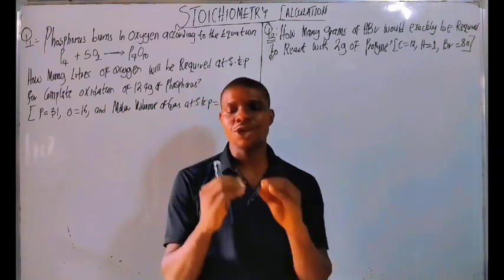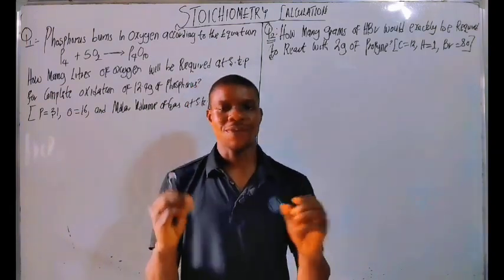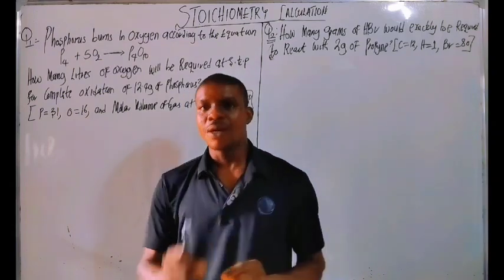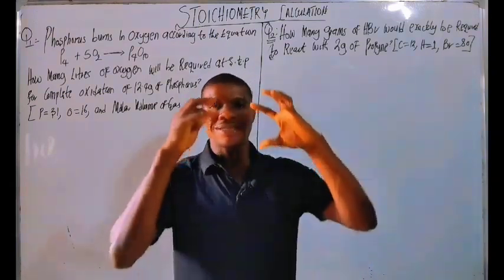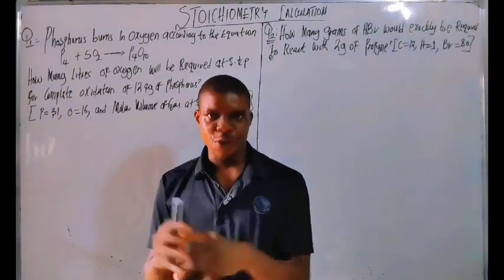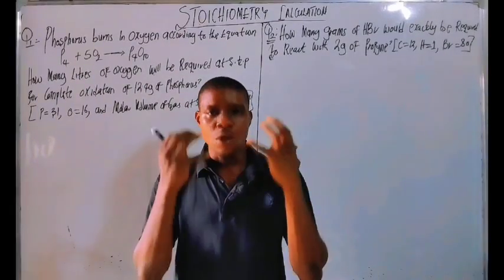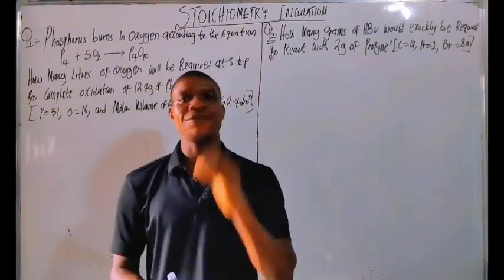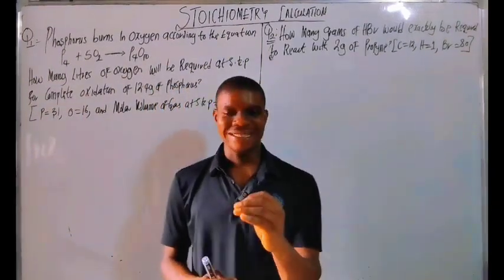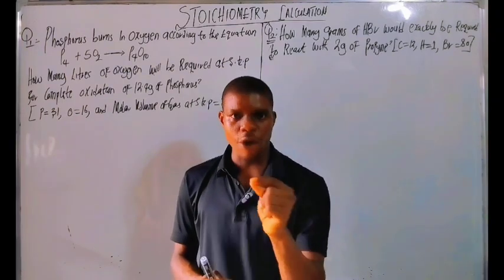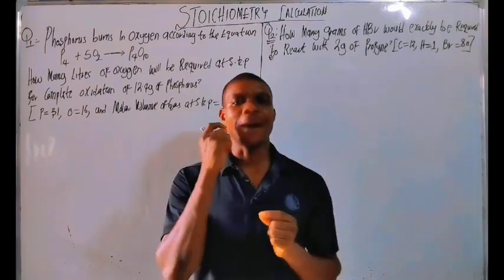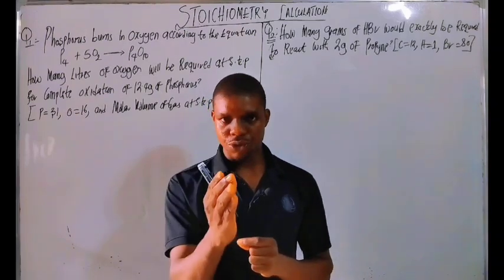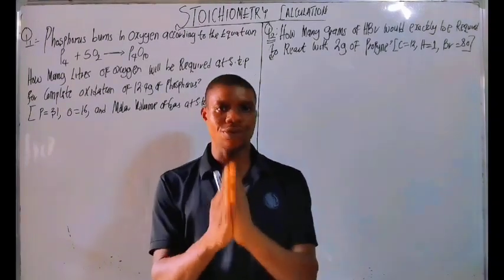So if you want to really solve stoichiometry calculation, the first thing to know is the balanced chemical equation. In chemistry calculation, we have different formats and different methods, especially for stoichiometry calculation. But in this video, I'm going to give you a simple method you can use. If you can master what I'm about to teach you, stoichiometry calculation will be easier for you, no matter how complex the question looks.